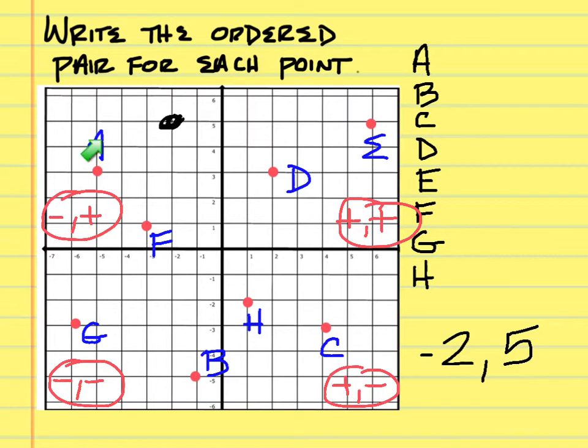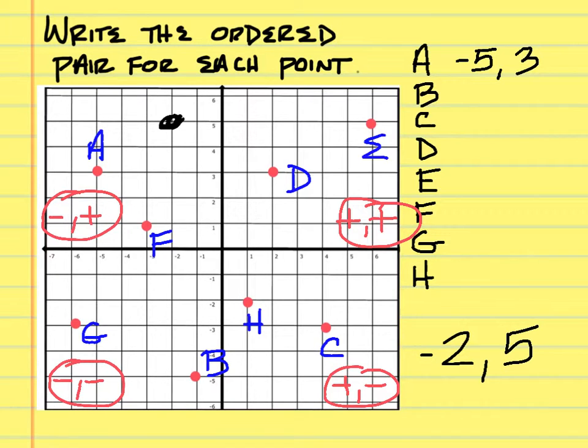Here's point A right here. How far do I have to go over? Negative 5. How far do I go up? So the coordinates should be negative 5 and then 3. Cornwell, what about point B? What's the coordinates of those?